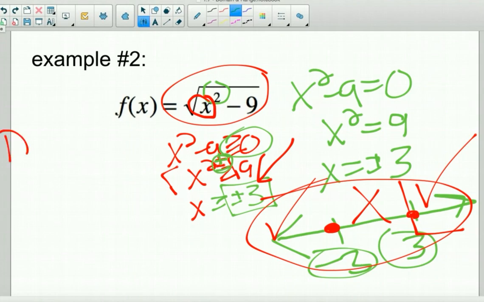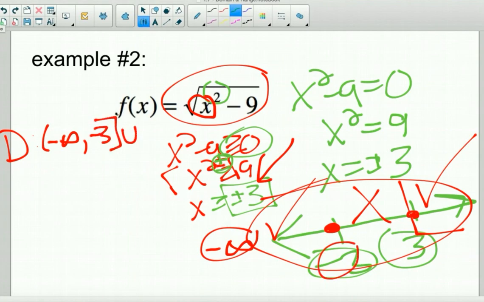So this domain would actually be, if you look at the number line, starts at negative infinity and works its way up to negative 3, and it could be that number, and then it starts back up. So we're going to say or union with positive 3 to infinity, right? But it doesn't include anything between negative 3 and 3.